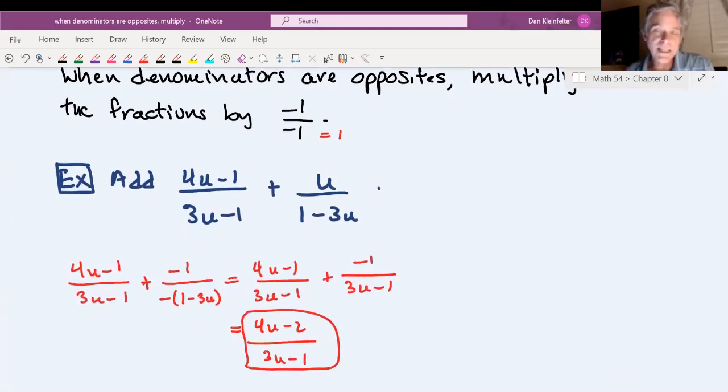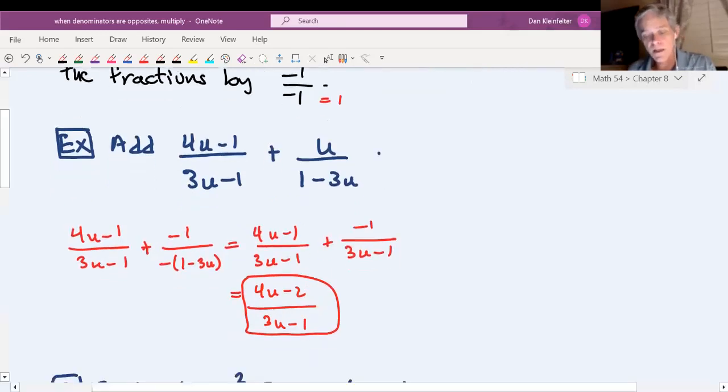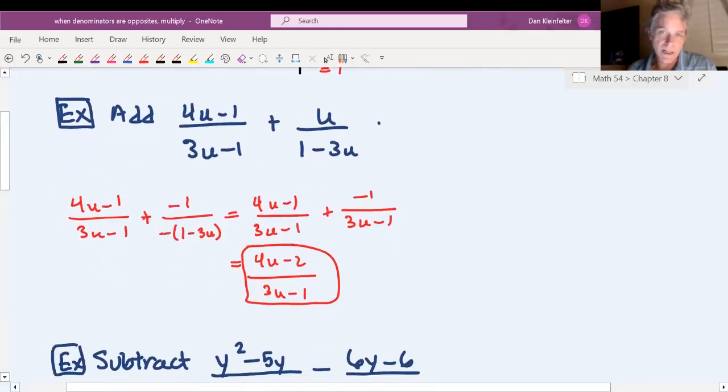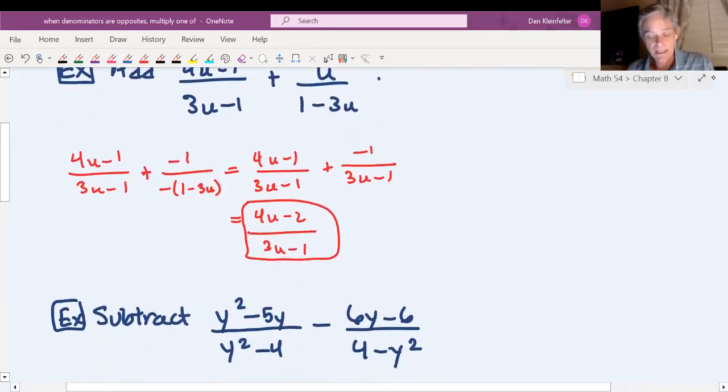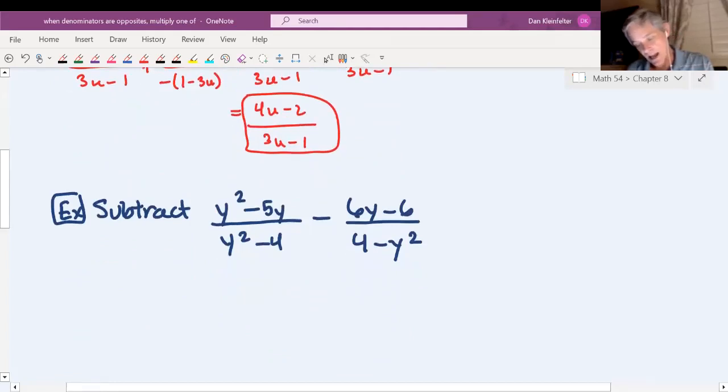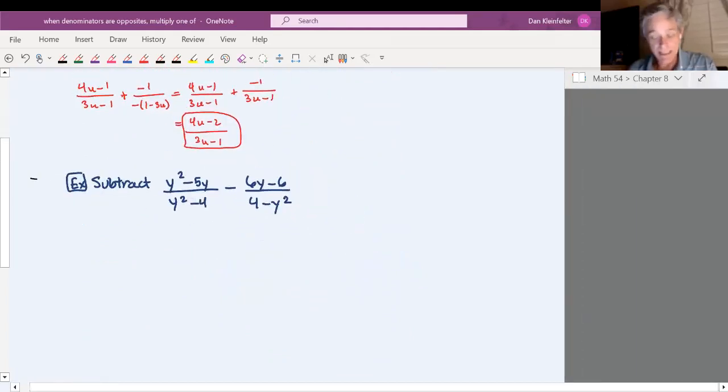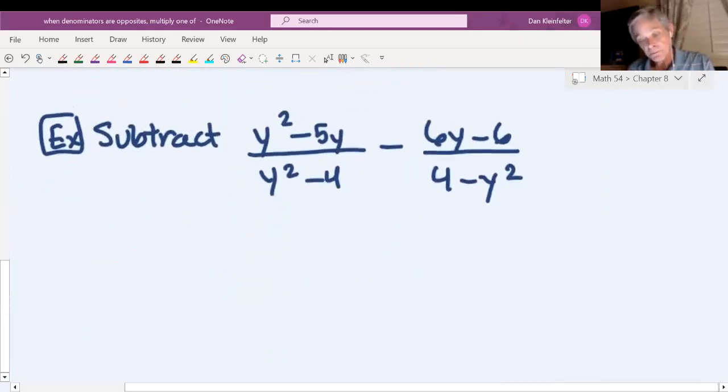So the whole point for this example is if you have two denominators where they're just opposites of each other, then you can multiply the denominator and numerator of one of the fractions by negative 1 in order to make them the same. It looks like we're going to have that happen right here, and this is our last example too, so that's pretty great.